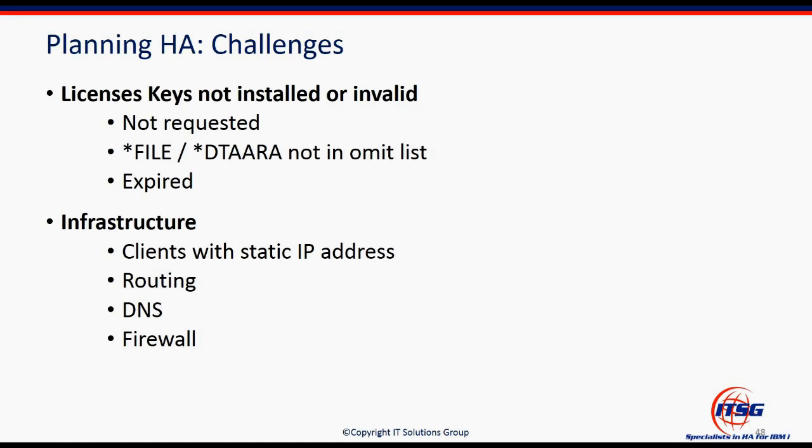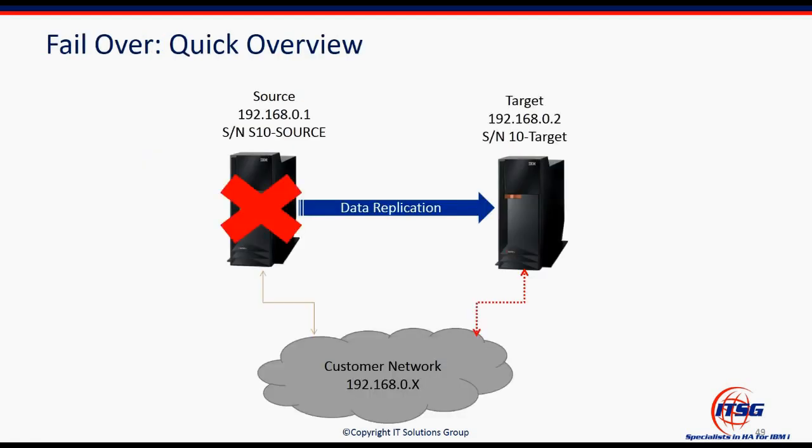The other one is getting the infrastructure. Clients could be statically assigned to an IP address, but yet when you fail over, the IP address of the new machine is different. I don't have the proper routes in place from a network perspective for my client to be able to route to that system. My DNS update, maybe I've got to flush my DNS out of my PC so I can get my DNS to connect to that system. Or the firewall just purely doesn't have the routes in place to get there.